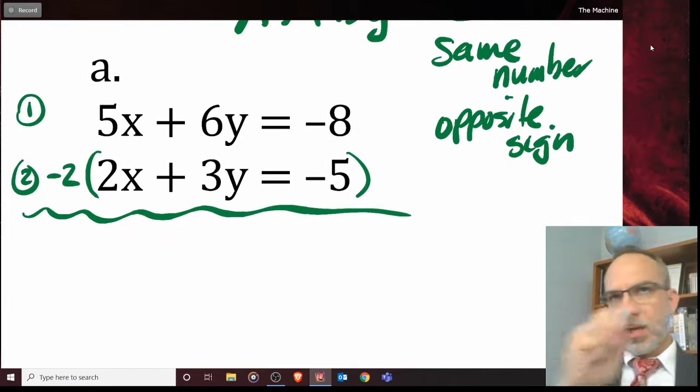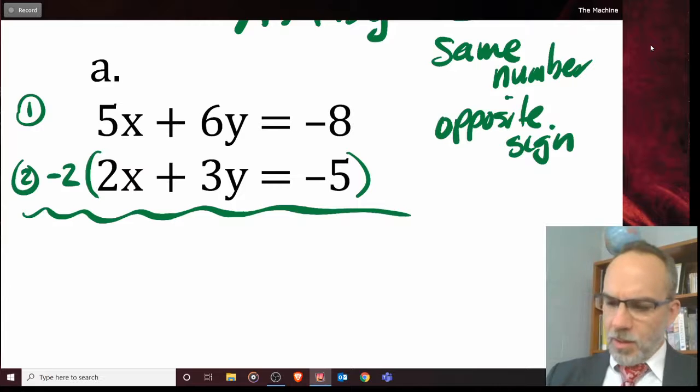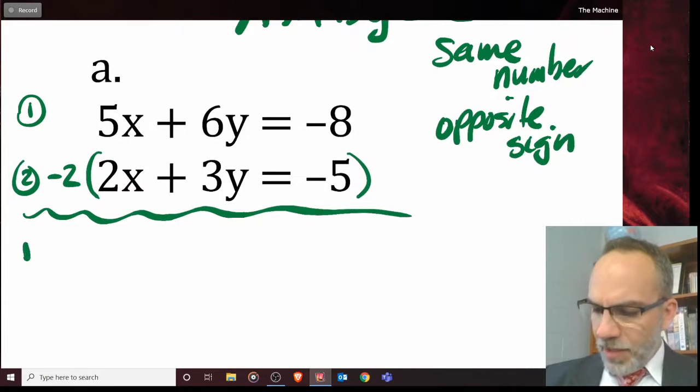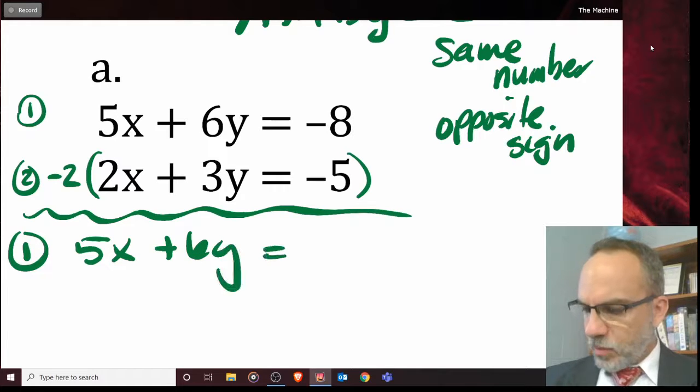If I had drawn a straight line across, it would have been like I've been combining them. So squiggly line, that's just my format. Make sure that you keep it straight. I'm just going to recopy down equation number 1: 5x plus 6y equals negative 8.